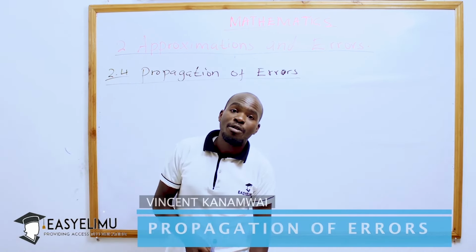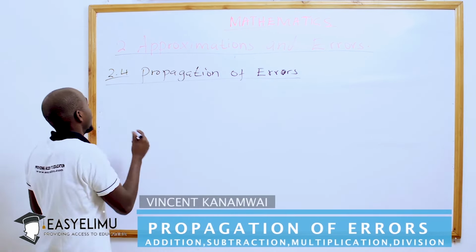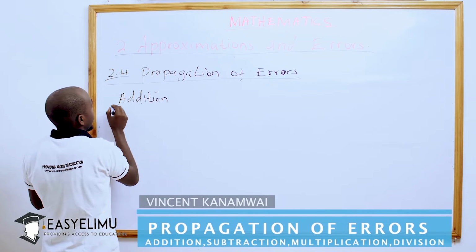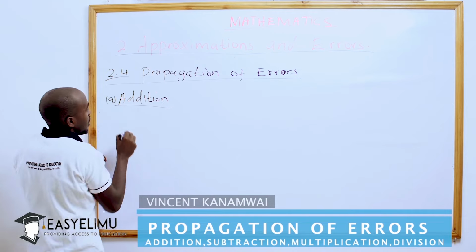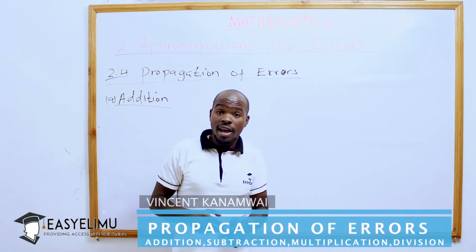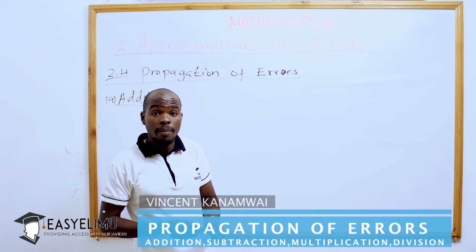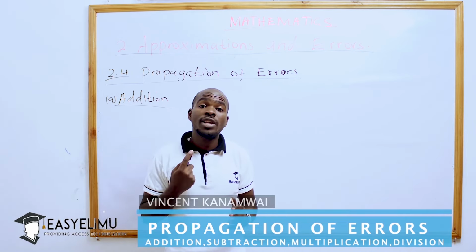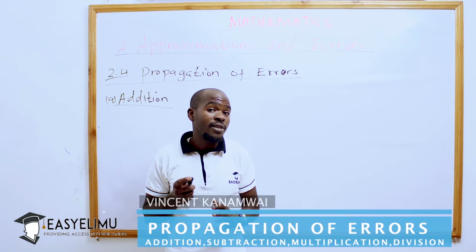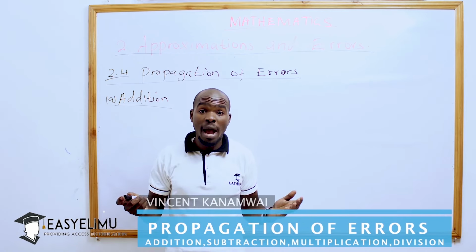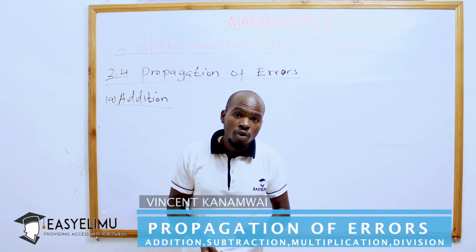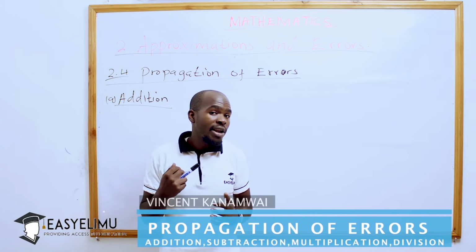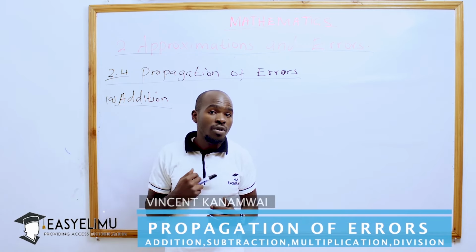Let's check now propagation of errors, and we shall start with the addition. Under propagation of errors, we are just dealing with the multiplication, addition, subtraction, and division of errors. And we know if we use approximated values, then the resultant values will also be approximations. So here, we are going to see some examples and how the errors may be propagated throughout the examples.